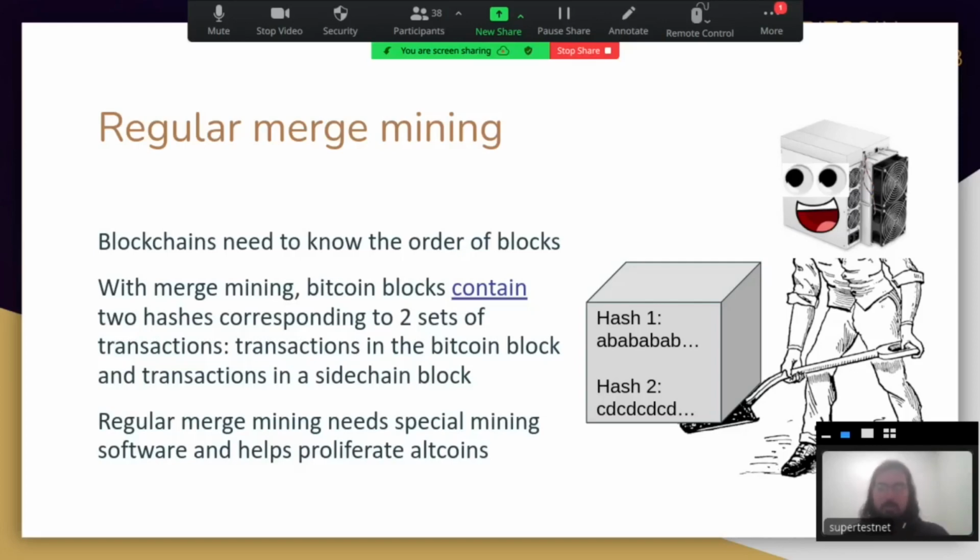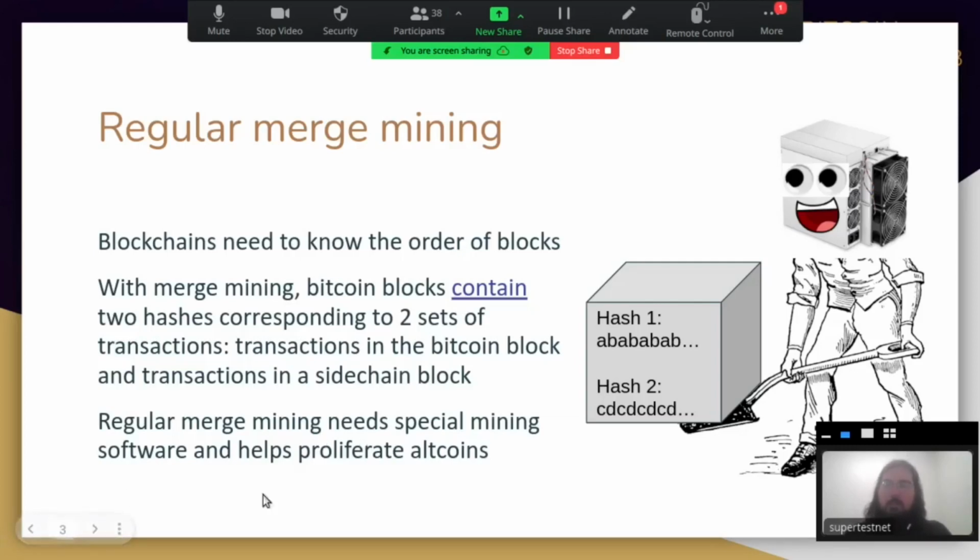Rootstock is the one I showed you in the previous example. They've been doing merge mining with Bitcoin for 6 years, and they've only got about 50% of Bitcoin miners running their software. So it's kind of hard to get miners to run this stuff. The miners are not always interested in running whatever software someone presents to them.